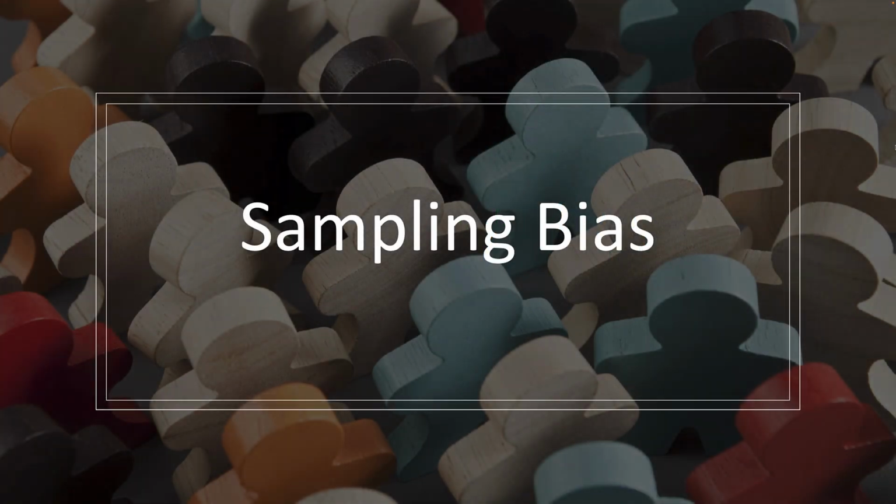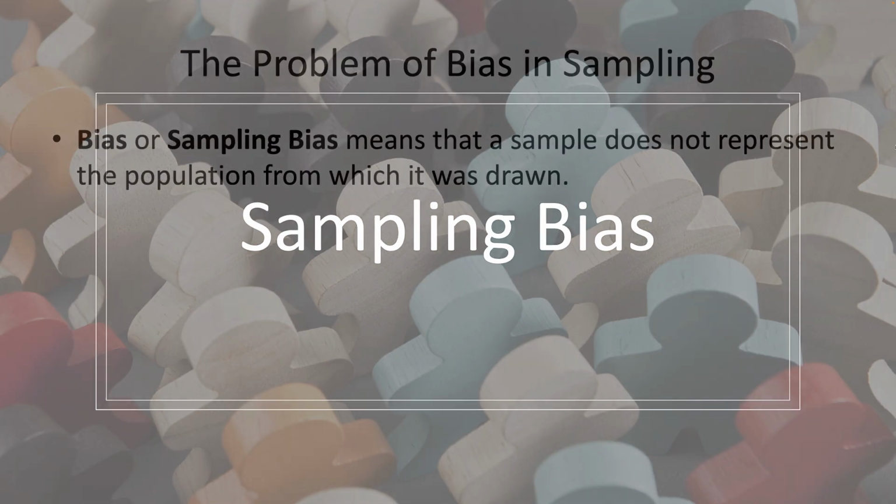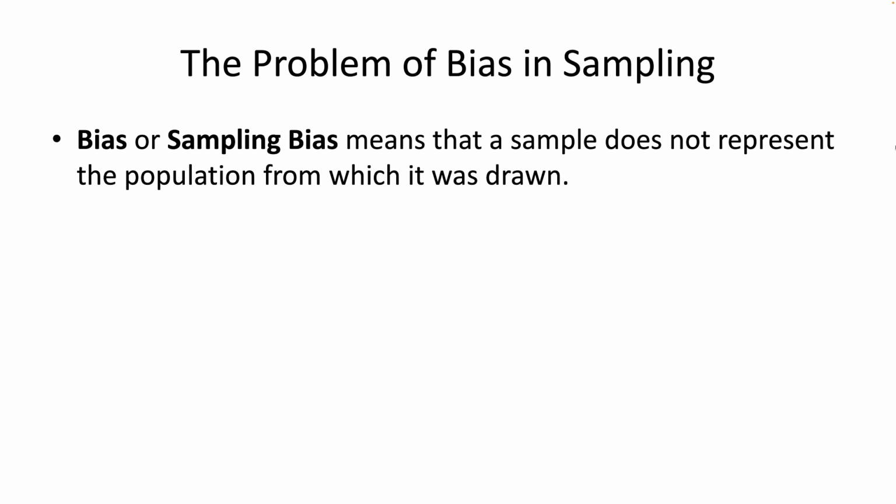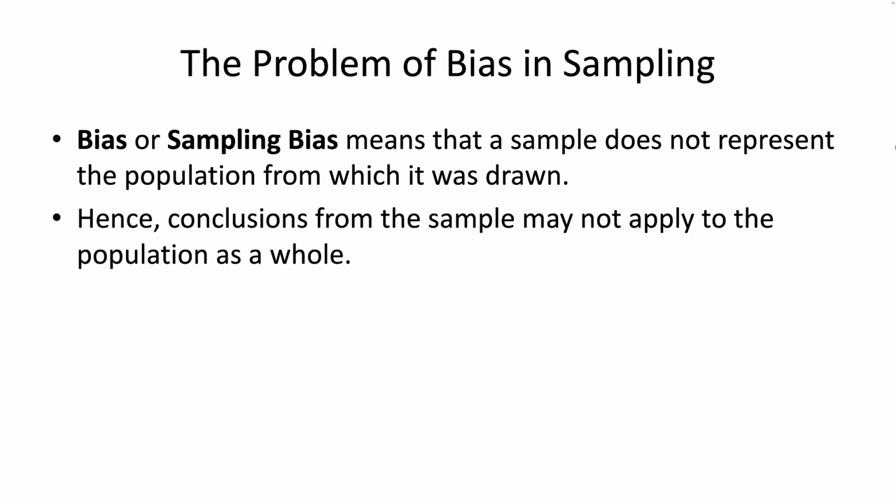Now that we've talked about all of these different sampling techniques, let's take a brief moment to talk about sampling bias. When we talk about bias in sampling, it simply means that the sample does not represent the population from which it was drawn. There are many types of biases in statistics that we'll talk about in a later video. But when you have sampling bias, the conclusions from your sample may not apply to the population as a whole.